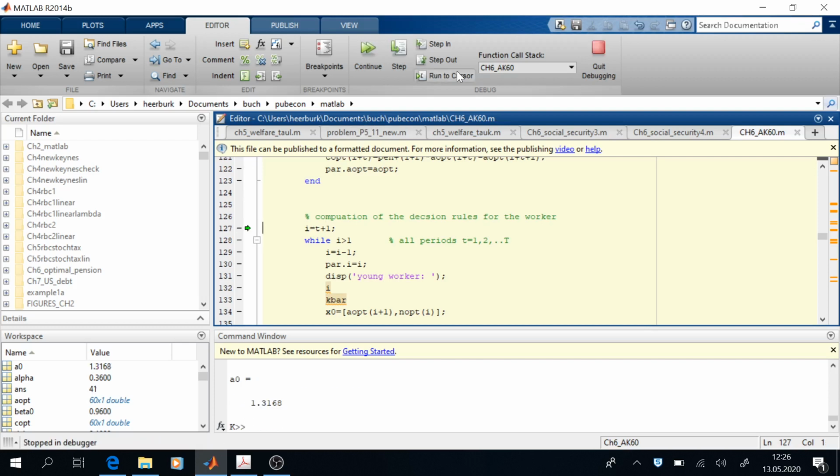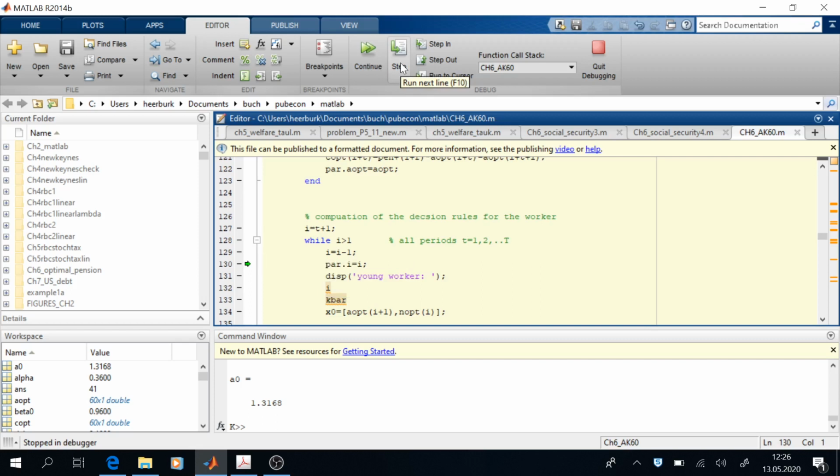Now let's jump ahead to line 127. We have now computed the wealth age profile for the retired. Now let's go to the worker. And therefore we start at age 40, and compute the optimal wealth level and the optimal labor supply of the worker.